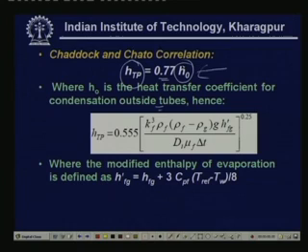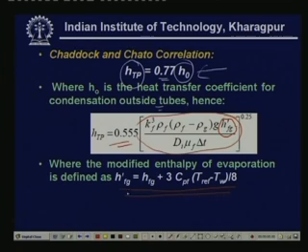If you substitute the expression for h naught, the Chaddock and Chato correlation is like this: the heat transfer coefficient inside the tubes is 0.555 multiplied by this factor. This is similar to Nusselt's correlation, with the difference that instead of the latent heat of vaporization, a modified enthalpy of evaporation is used in the Chaddock and Chato correlation. That is defined by this.